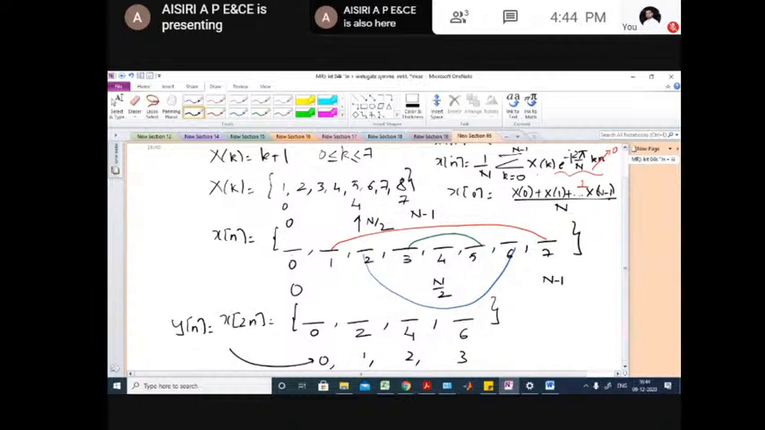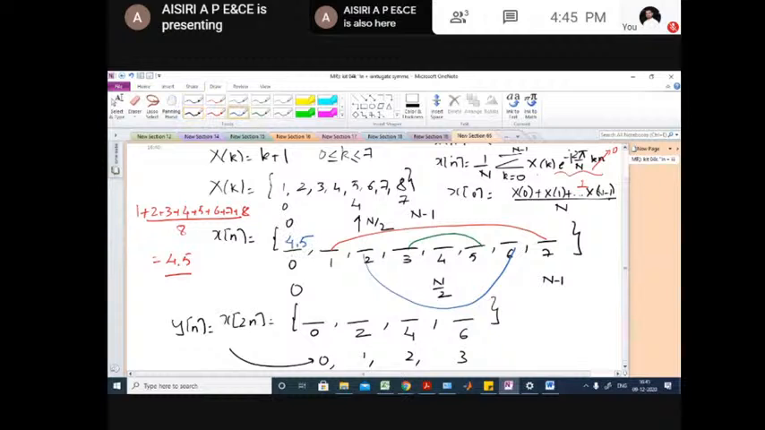In our case, the calculation will be 1 plus 2 plus 3 plus 4 plus 5 plus 6 plus 7 plus 8, divided by N, which is 8 for the 8-point DFT. If I add it: 8 plus 7 is 15, plus 6 is 21, plus 5 is 26, plus 4 is 30, plus 3 is 33, plus 2 is 35, plus 1 is 36, by 8, which is nothing but 4.5. So the first value, without doing any IDFT, I can write to be 4.5.